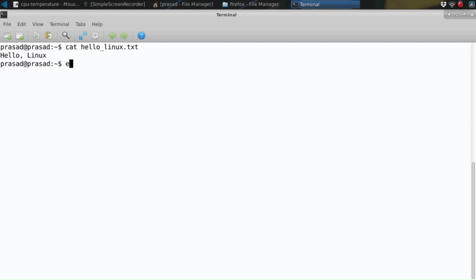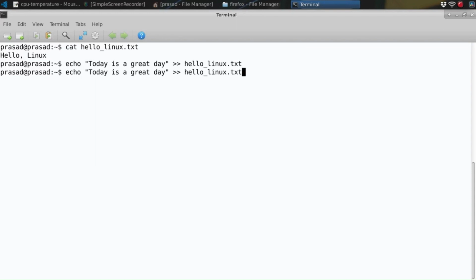All it takes is an echo, a few words that you want to append, and after closing the quote, you put two greater than signs indicating direction of input also and the output to the above file hellolinux.txt. Let us check the contents once again.